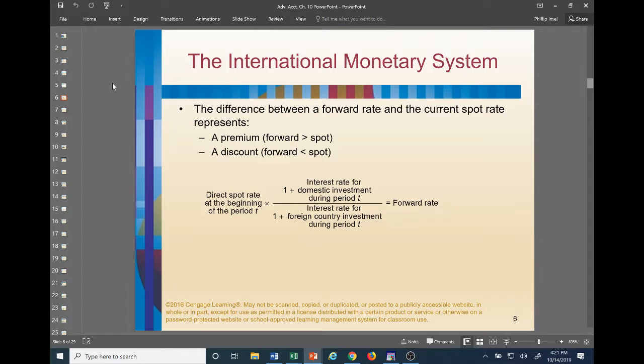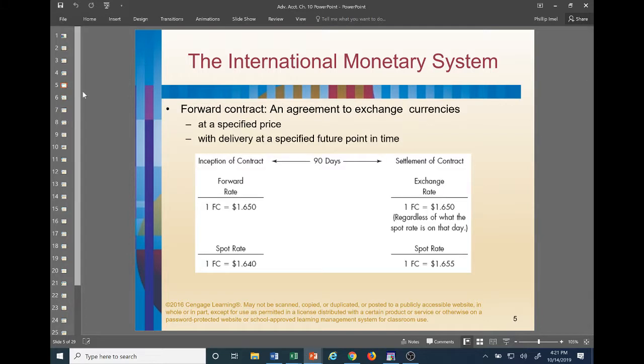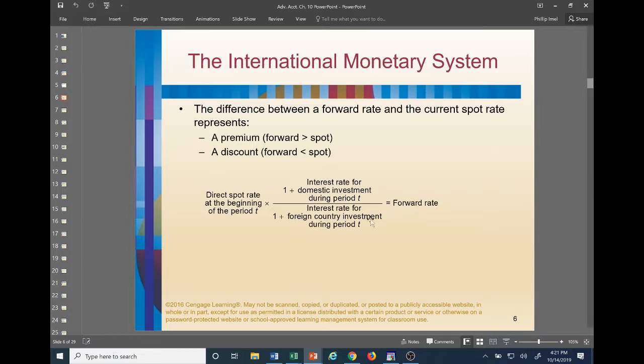The forward rate for a currency can also be derived by the following formula. In order to find out what the forward rate is going to be on a contract, which was this one right here, the formula is as follows. We have the direct spot rate at the beginning of the period, and then we multiply that by the ratio of 1 plus the interest rate for domestic investment during the period over 1 plus the interest rate for the foreign country investment during the period, and that'll equal the forward rate.